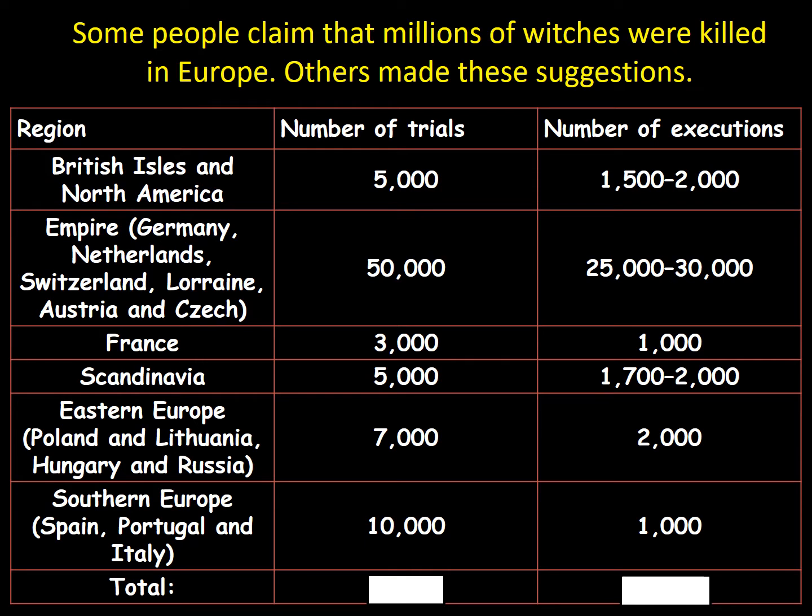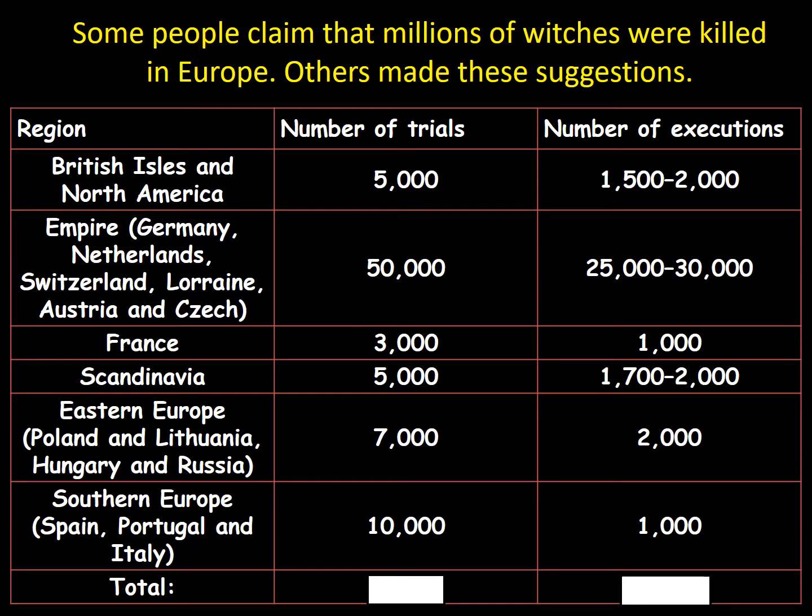We've got the Empire, so Germany, Netherlands, Switzerland, Alsace-Lorraine, Austria, and Czechoslovakia. 50,000 trials and around about 25 to 30,000 executions. We have France, which they reckon around about 3,000 trials took place with about 1,000 executions. Scandinavia, so that's like Norway, Denmark, Sweden. 5,000 trials, around about 1,700 to 2,000 people killed.